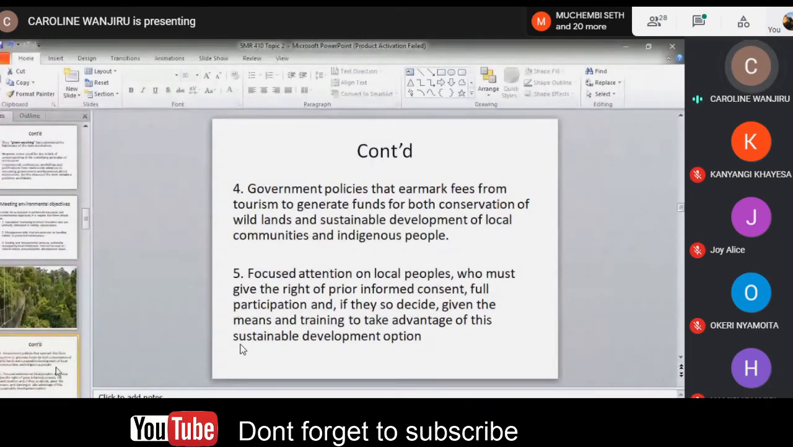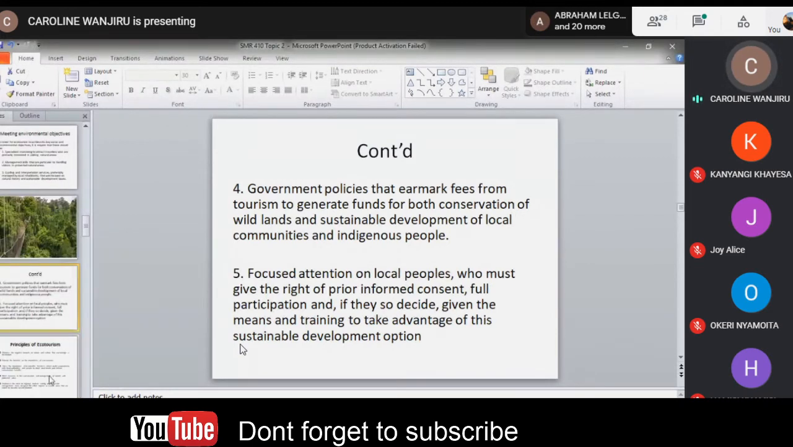Then attention should also be focused on local people, who must give the right of prior informed consent. If you want to start an ecotourism project or enterprise, for heaven's sake, involve the local people and give them the right to either agree or refuse. That is what you call full participation. Let them decide. Tell them your proposal, tell them what you want, put everything on the table. Educate them on everything, then let them decide if they want to continue or not. If they don't, then let it be. Don't force them. Okay?